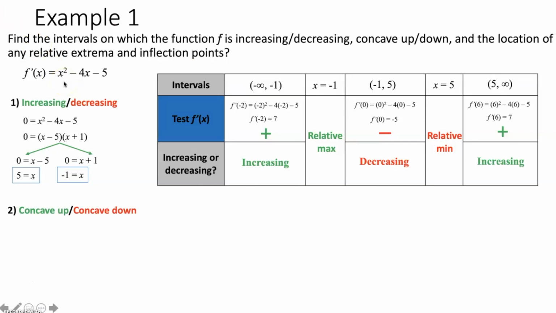Figure out the possible points of inflection by setting our second derivative equal to 0 and figuring out any x values that cause our second derivative to not exist. So how do we get our second derivative? Well, we take the derivative of our derivative. So let's take the derivative of our first derivative.